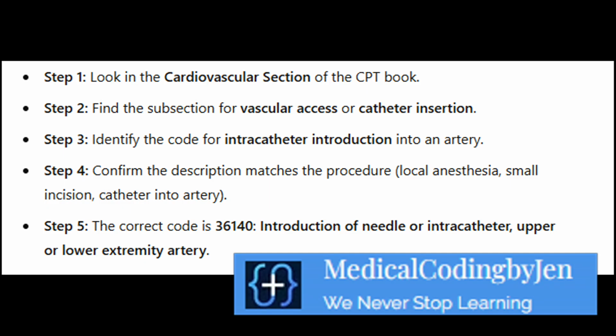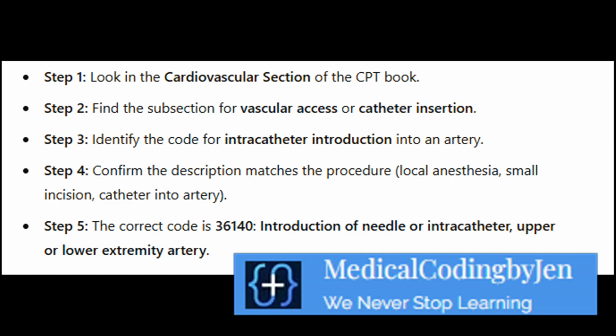Step 4. Look for the intracatheter placement code within the vascular section. Look for codes related to the insertion of a catheter. You're specifically looking for something that involves insertion into an artery, guiding the catheter to a specific location, and local anesthesia, which is typically not separately reported unless it's a significant service.